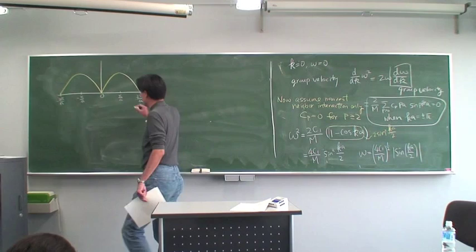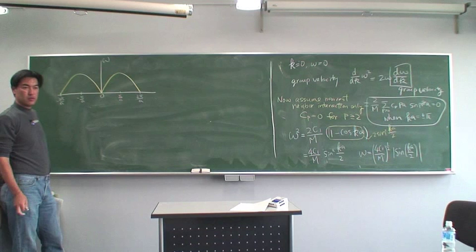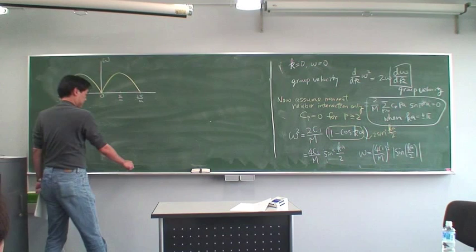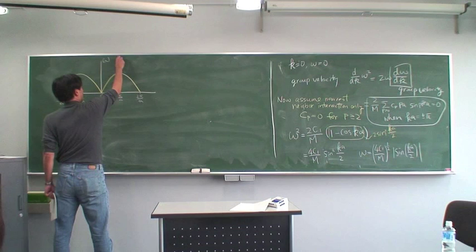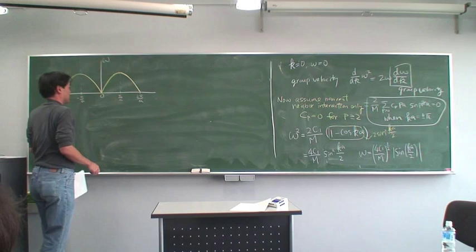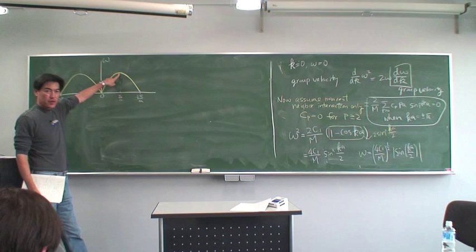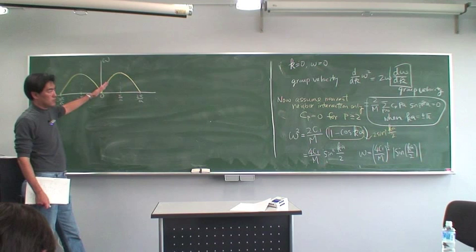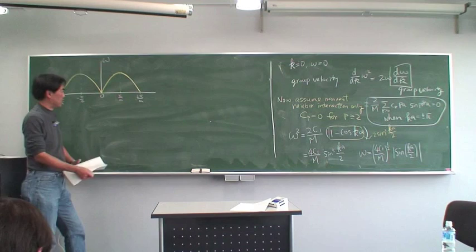Of course, this is omega. So now we get something very similar to what we got for the energy diagram, the band diagram. As I said, the group velocity is zero at pi over a. At pi over a, the slope is zero. And here's some slope, right? And they just repeat.